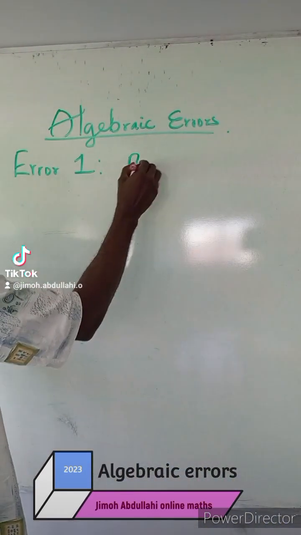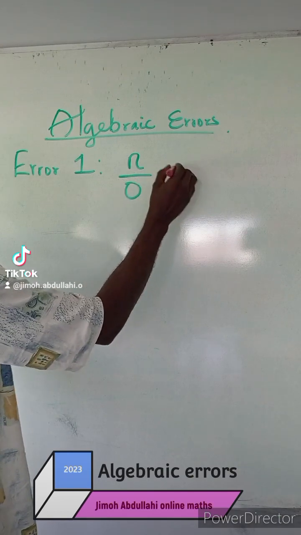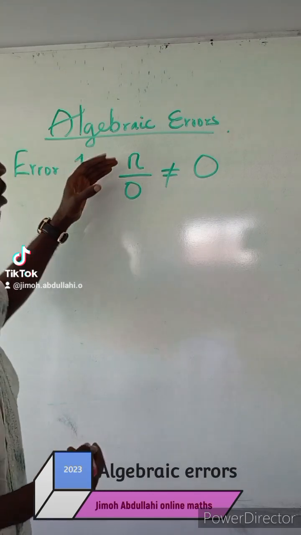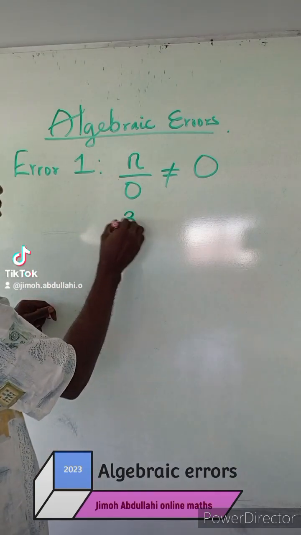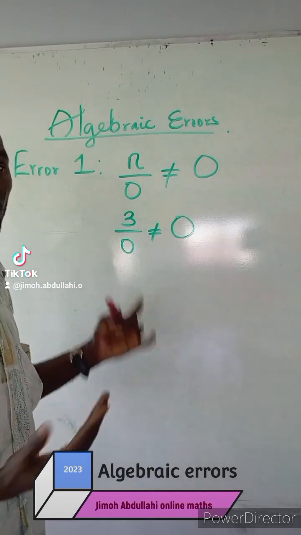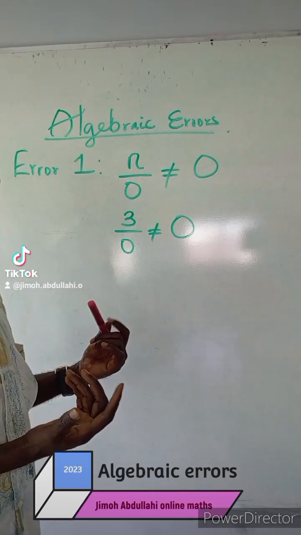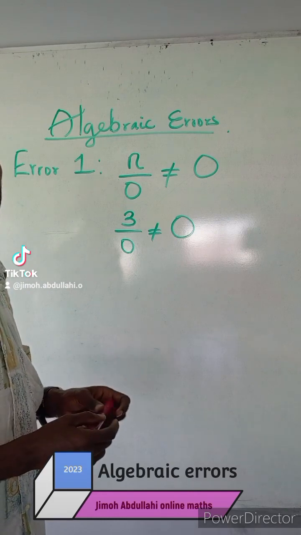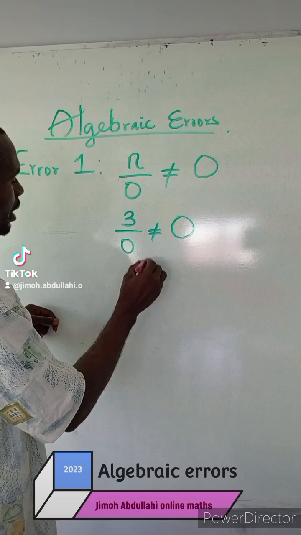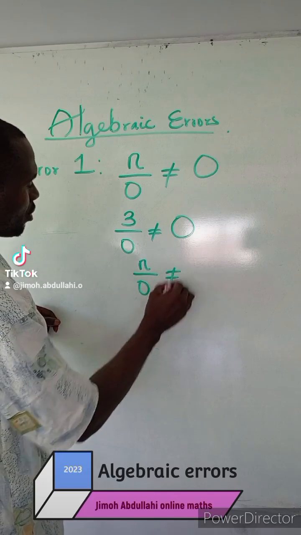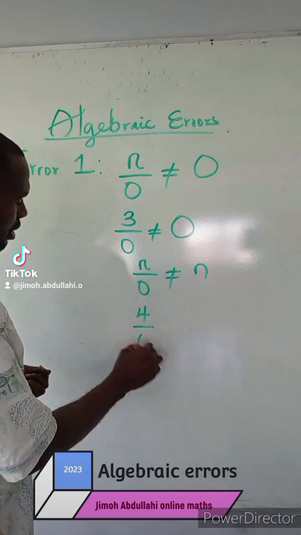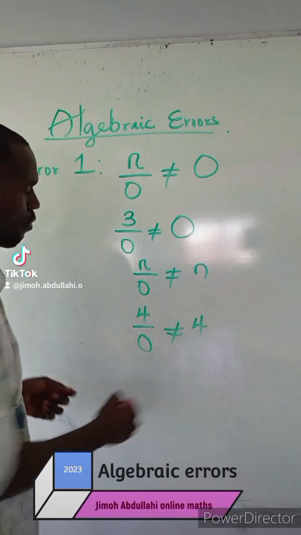Now, error one is when you have a number over 0, it is not equal to 0. So anytime you have an ordinary number, let's say 3 over 0, the answer is not 0. That's why sometimes when you check your calculator, you see error. Yes, it is error because it is indeterminate. Likewise, when you have a number divided by 0, for example 4 divided by 0, the answer is not 4.